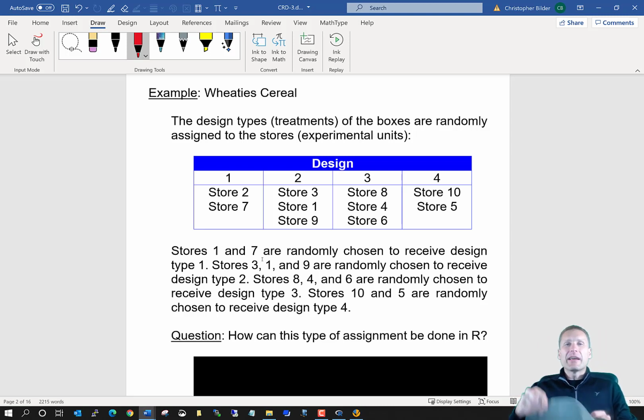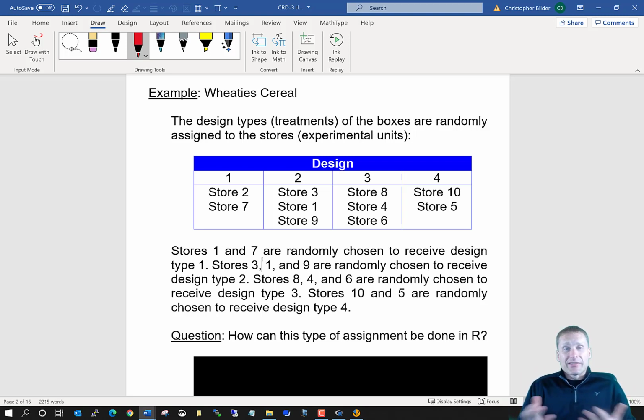Then I shake my hat up again, put my hand in, don't look. Now store number 7 is also going to get treatment number 1. We'll do this one more time just to emphasize the point. This time, store number 3 is going to get treatment or factor level 2, in other words, the second type of design for these Wheaties boxes. I could do that for all 10 of these stores, which are experimental units, so that I can assign treatment to experimental unit.